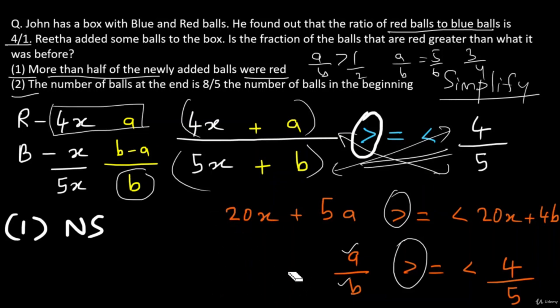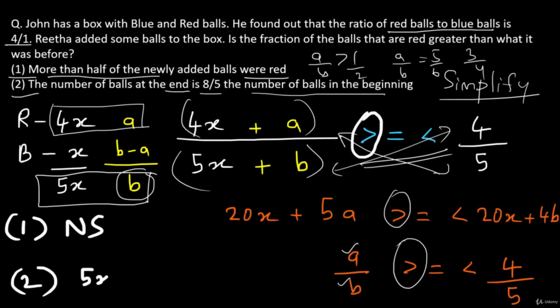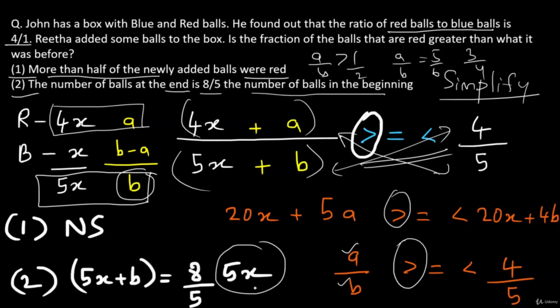Let's see statement 2. Statement 2 says that the number of balls at the end is 8/5 the number of balls in the beginning. At the end you have 5x + B balls, right? This is the total number of balls you have. So statement 2 says that 5x + B is equal to 8/5 into 5x, which is the initial number of balls. Now over here, you don't need to actually solve this equation. What will you get? You will get B in terms of x. B is equal to some constant into x. That's what you will get when you solve this, right?